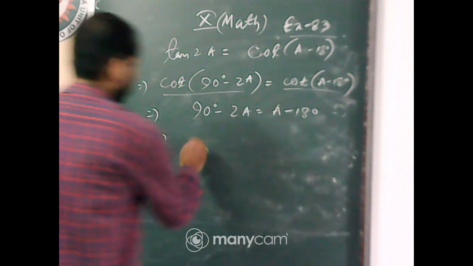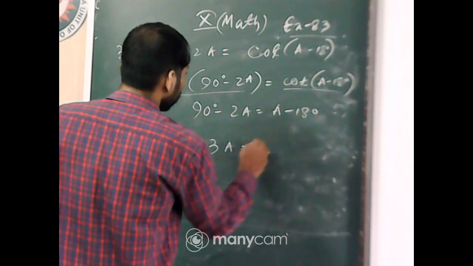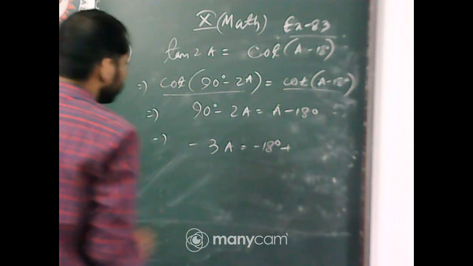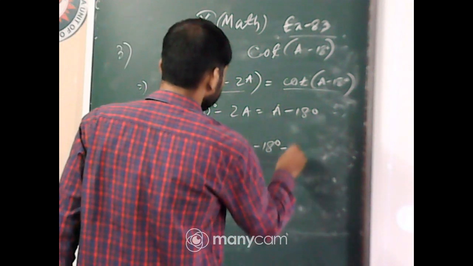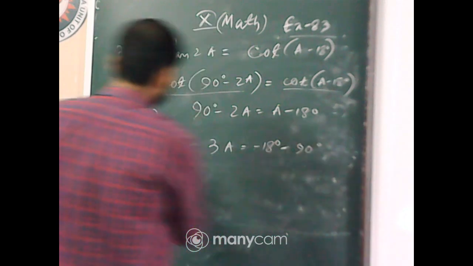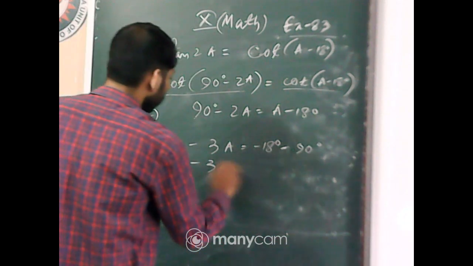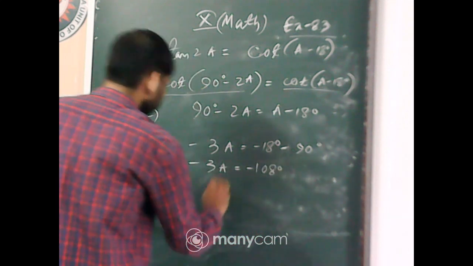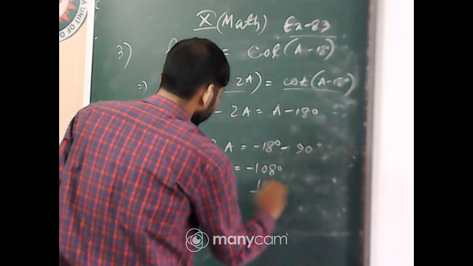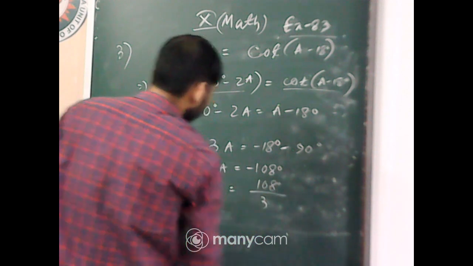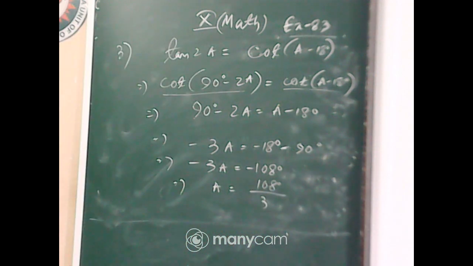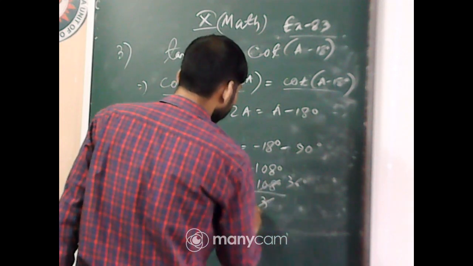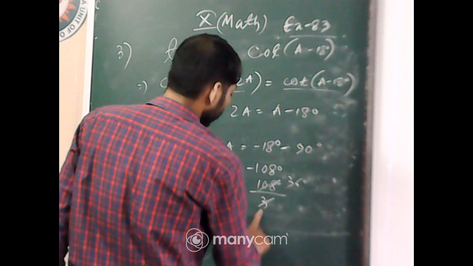That means minus 3a equals to minus 18 degree minus 90 degree. That means minus 3a equals to minus 108 degree. That means a equals to 108 degree by 3. From both sides, minus will be cancelled out. 3 3 is 9 and 3 6 is 18. A equals to 36 degree.